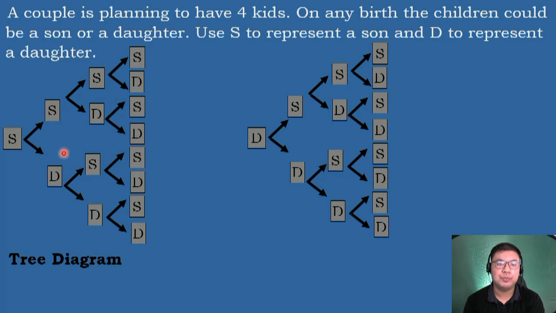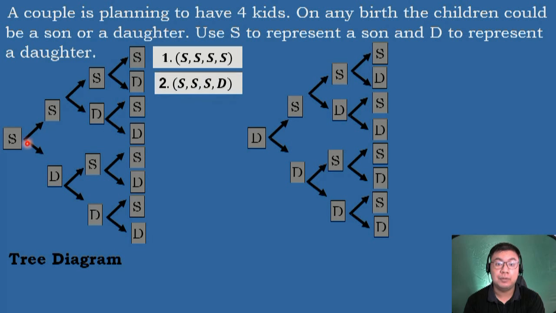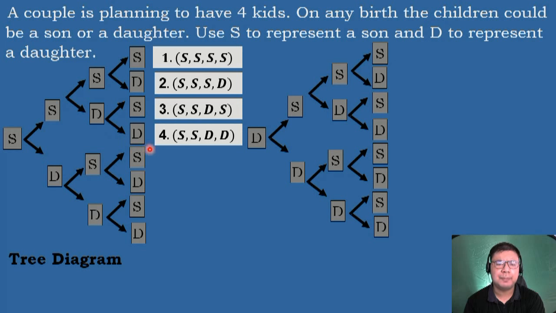And then after that, we will write the possible outcomes. On the first one, it can be four sons. The couple can have four sons, all of them boys. And then it can be son, son, son, and then daughter. And then it can be son, son, daughter, and then son. And then on the fourth possible outcome, it can be son, son, daughter, and daughter.